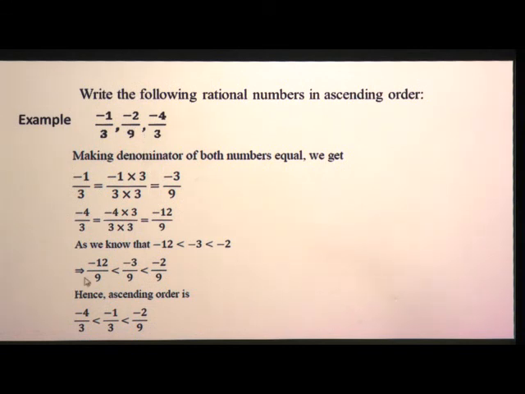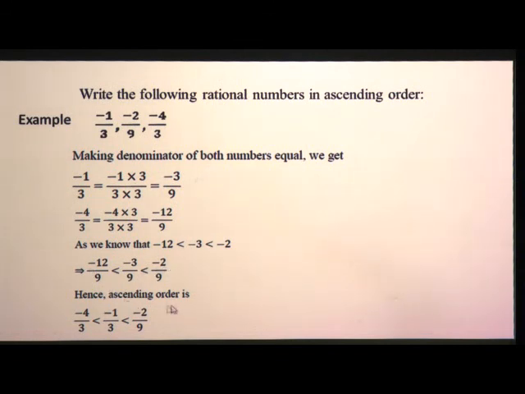So, now we got that minus 12 is less than minus 3 and minus 3 is less than minus 2. So, we can say that minus 12 upon 9 is smaller than minus 3 upon 9, which is smaller than minus 2 upon 9. You know, when we go in ascending order, the smallest number should be written first. So, we have found the rational numbers in ascending order.